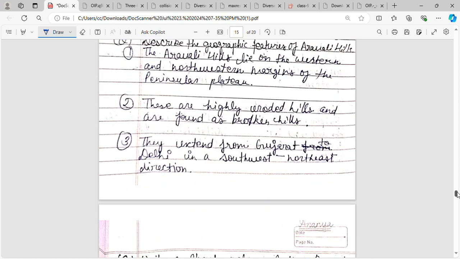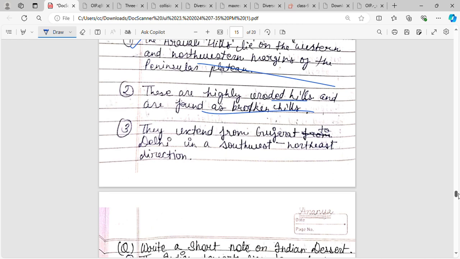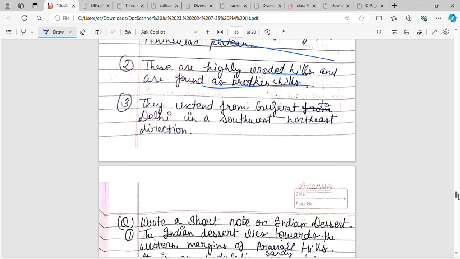Now the next, describe the geographic features of Aravalli Hills. First, Aravalli Hills lie on the western and northwestern margins of Peninsular Plateau. These are highly eroded hills and are found as broken hills. They extend from Gujarat to Delhi in a southwest to northeast direction.